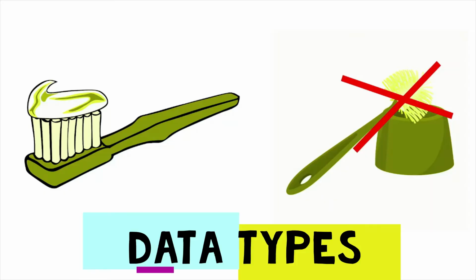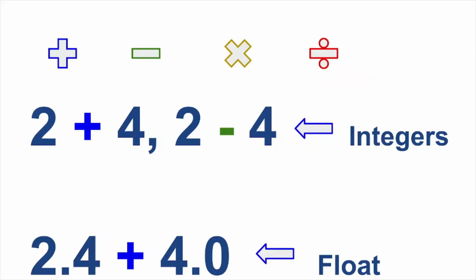To brush your teeth, you pick up your toothbrush, not other types of brush. In the same way, data type is derived from the operation we wish to perform. If we wish to perform addition, subtraction, multiplication or division, we need data types which are numbers. Numbers come in two varieties, integers or floats. Operations like 2 plus 4, 2 minus 4, 2.4 plus 4.0 need the number data type.